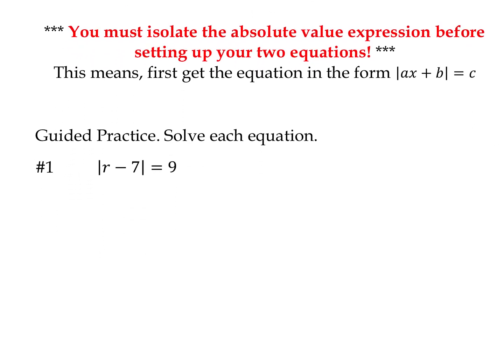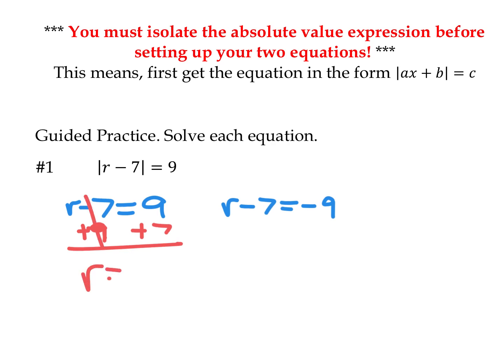So when we have the absolute value of r minus 7 equals 9 in this example here, this is our absolute value expression all by itself, right? This is ax plus b equals c, right? So r minus 7 equals 9 would be one of our equations. And then we would take r minus 7 equals negative 9. And that would be our second equation. We solve both of those, so we're going to add 7 to both sides here. So add 7, right? To cancel that out and get r equals 9 plus 7, which is 16. We add 7 to both sides here, and we get r equals negative 2.